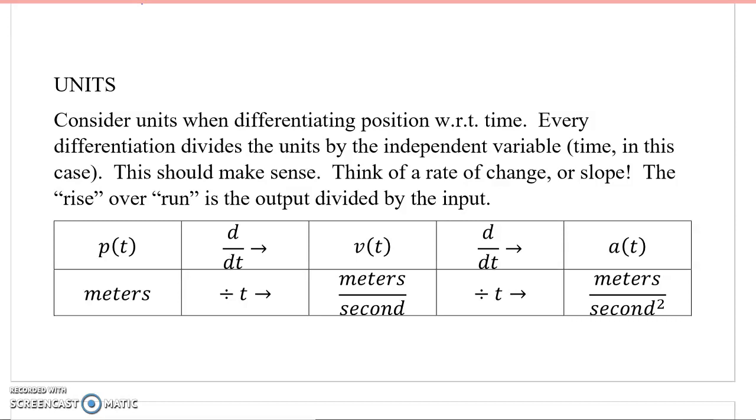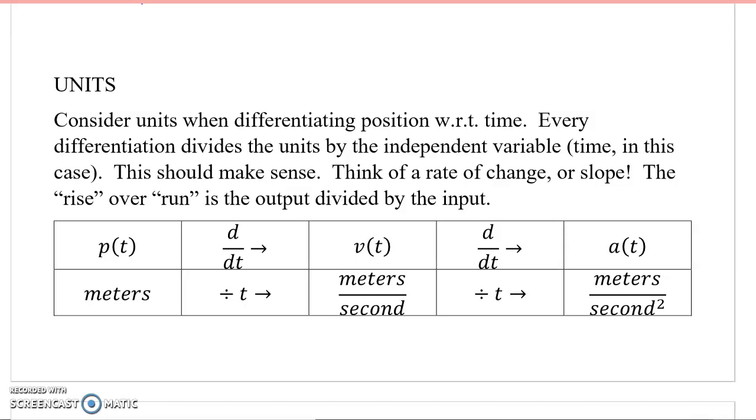So if we have a position time graph and we find the slope of the position time graph, we're finding the rate at which the position is changing with respect to time. If that position is measured in meters and the time is measured in seconds, then the slope is measured in meters per second. And that's exactly what happens when you take the derivative of the position function with respect to time: you're dividing by a unit of time.